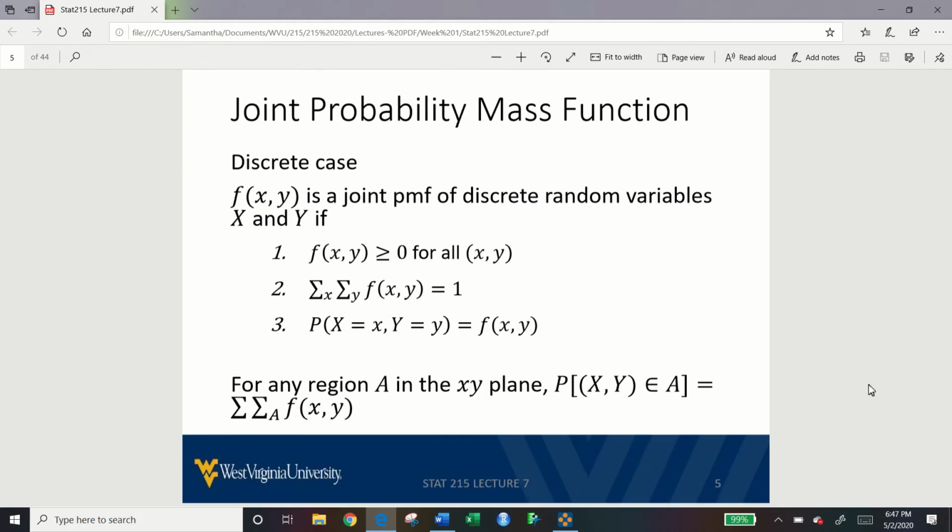So for our discrete case, f of x comma y is a joint PMF of discrete random variables x and y if f of x comma y is greater than or equal to 0 for all x comma y, the summation of f of x comma y over y and x equals 1, and third, the probability of X equals x, Y equals y equals f of x comma y. For any region A in the xy plane, the probability of x comma y belongs in A is equal to the double summation over A of f of x comma y.